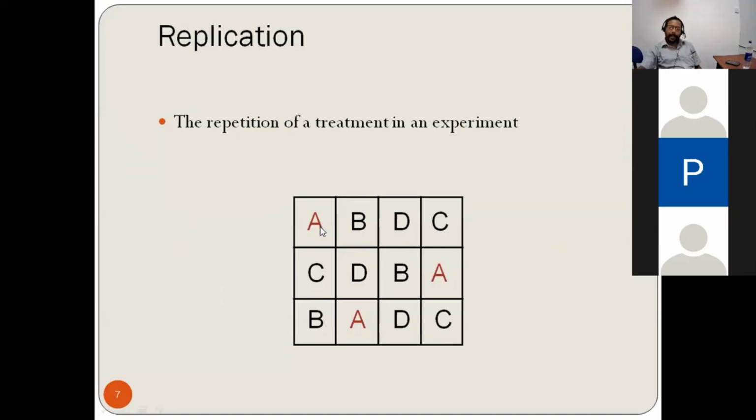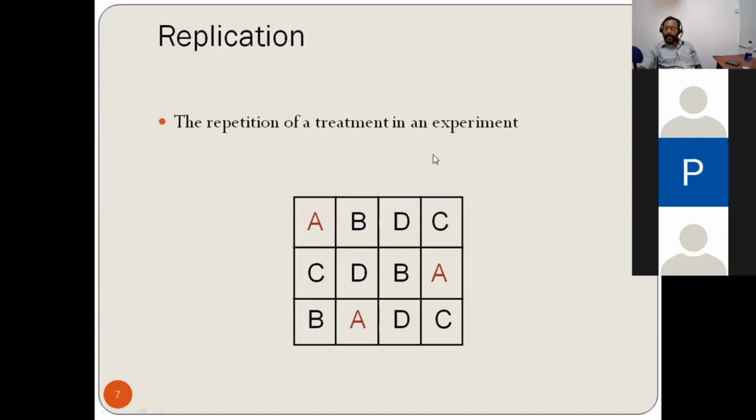Each of them is named A, B, C, and D. A is appearing 3 times. B is appearing 3 times. D is appearing 3 times. C is appearing 3 times. So what is the replicate now? What is the size of the replicate? How many times have they been repeated? 3 times. So here we call it 3 replicates.